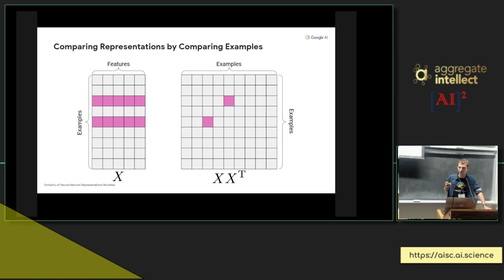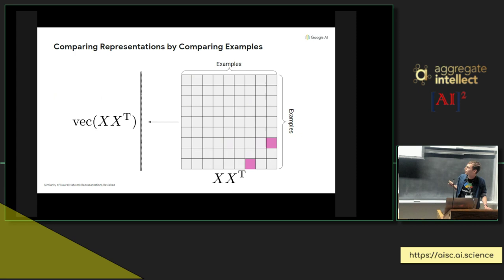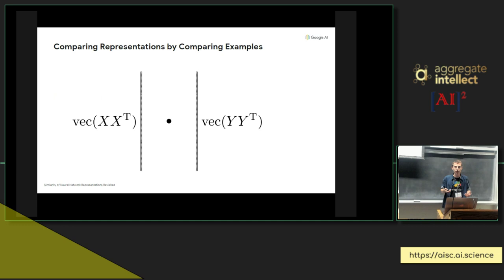So if we want to compare two of these representational similarity matrices, then the easiest way to do that is just reshape the representational similarity matrix into a vector and then take its dot product with another reshaped representational similarity matrix. Yeah? Is there a nice interpretation of X transpose?